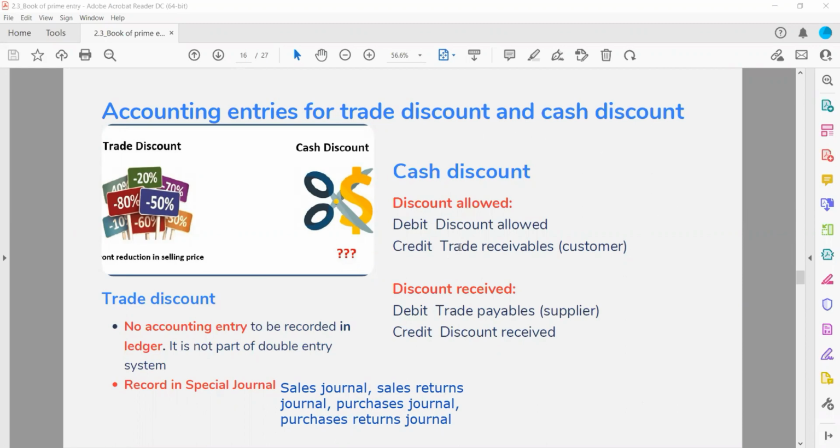Cash discount. Discount allowed, we will debit discount allowed and credit the trade receivable, which is the customer. Discount received, we will debit trade payable and credit the discount received. So for cash discount, we have the double entry, which is for the accounting recording. But trade discount has no accounting entry in the ledger, only recorded in the special journal that I mentioned. Okay, let's continue.